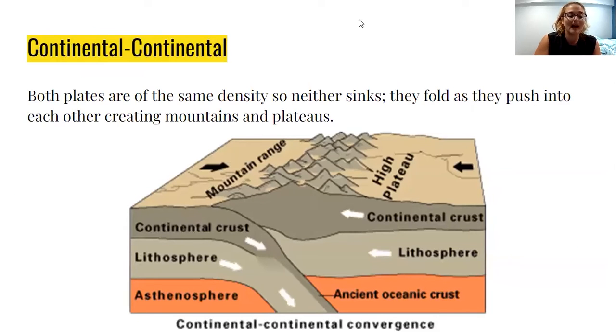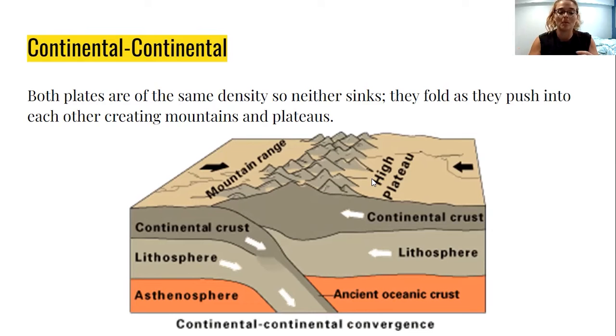All right, our continental. This is where, and I think it's pretty self-explanatory, we have plates that are the same density and they're going to be the thick, fluffy towels, okay? Neither of them are going to sink because they're both very large. And so when they push into each other, they're going to move in an upwards direction, okay? So you can see on the screen here where we have two large pieces of continental crust pushing into one another. And as they do, they will go up.